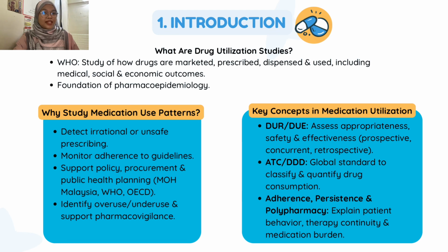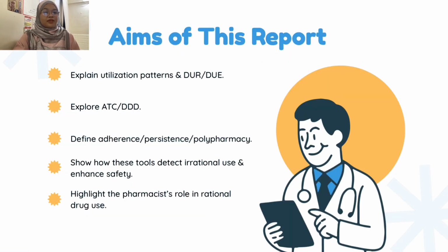This introduction also highlights key pharmacoepidemiology tools such as drug utilization review and drug utilization evaluation for evaluating appropriateness, the anatomical therapeutic chemical (ATC) and defined daily dose (DDD) system for standardized measurement, and patient level indicators like adherence, persistence, and polypharmacy. The aim of my report is to integrate these frameworks to show how they collectively identify irrational medicines use and reinforce the critical role of pharmacies in ensuring safe, effective, and evidence-based medication utilization.